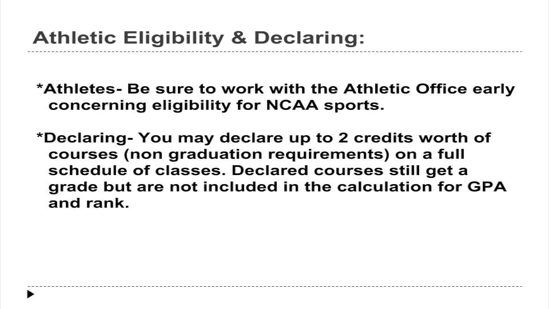Another important thing you need to understand is declaring classes. Students can declare up to 2 credits worth of courses each year on a full schedule of classes that are not graduation requirements. You will not be permitted to declare any courses in any subject area until you have met your graduation requirements in that subject area. Declared courses still get a grade and credit awarded, but they are not included when we calculate your GPA and class rank. If you are not sure what this means, check with your counselor.